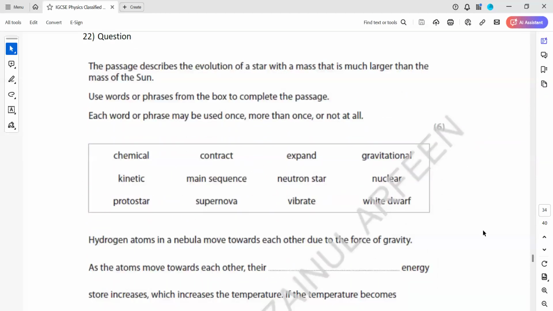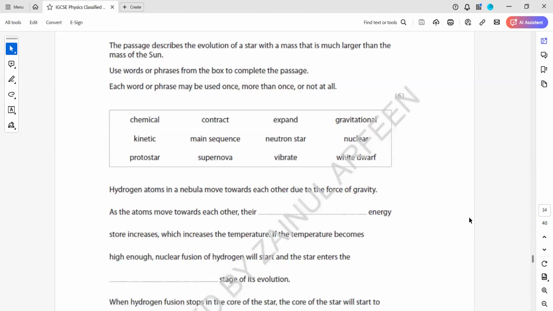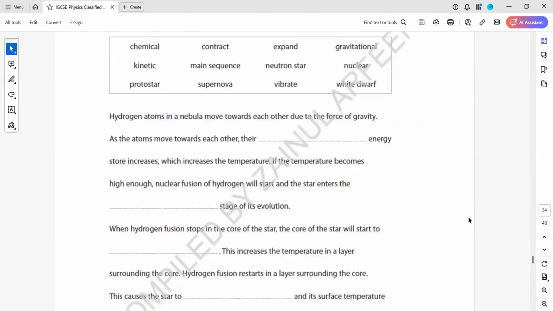This passage describes the evolution of a star with a mass much larger than the mass of the Sun. Use a word or phrase from the box to complete it. Each word or phrase may be used once, more than once, or not at all. Hydrogen atom. Here is the whole passage.